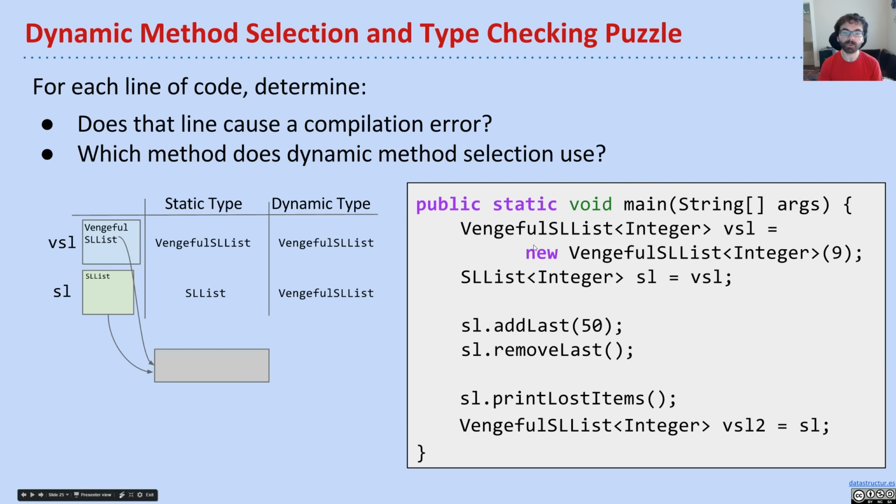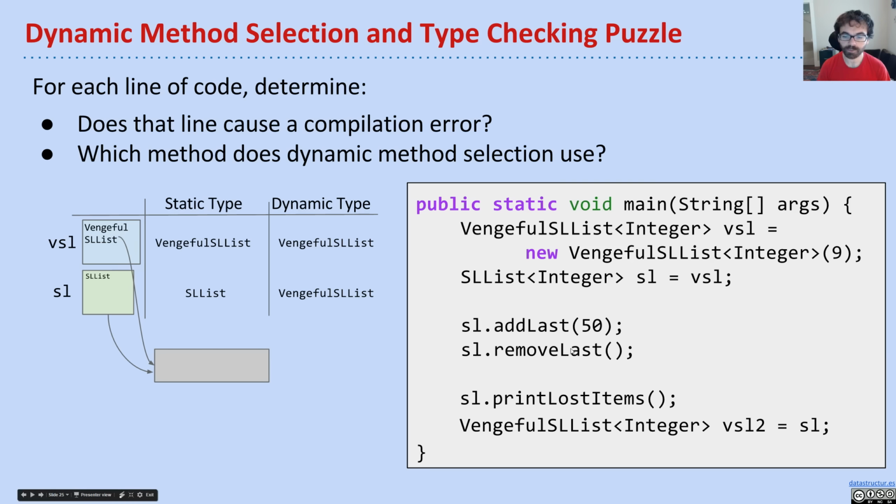I've already done the first two lines for you. VSL is a vengeful SList variable. It has static type VengefulSList, and it points at a VengefulSList object. SL, by contrast, is an SList static typed variable, and it still points at a VengefulSList because, hey, that's what it does. So think about these remaining lines of code, and I will let you pause the video and ponder that.